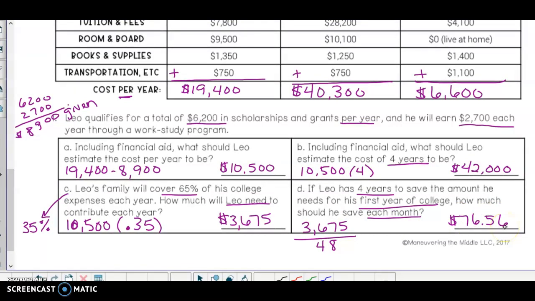So tomorrow we'll do part 2, and we'll continue to look at Kate, and we'll look at Ben and their financial situation. Please let me know if you have any questions.